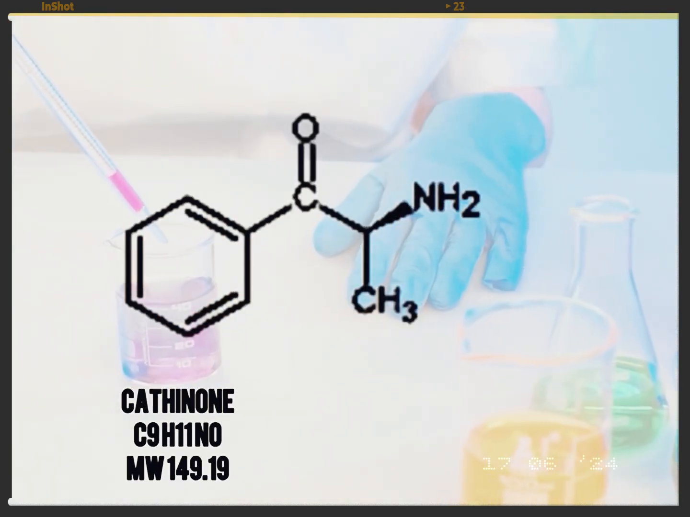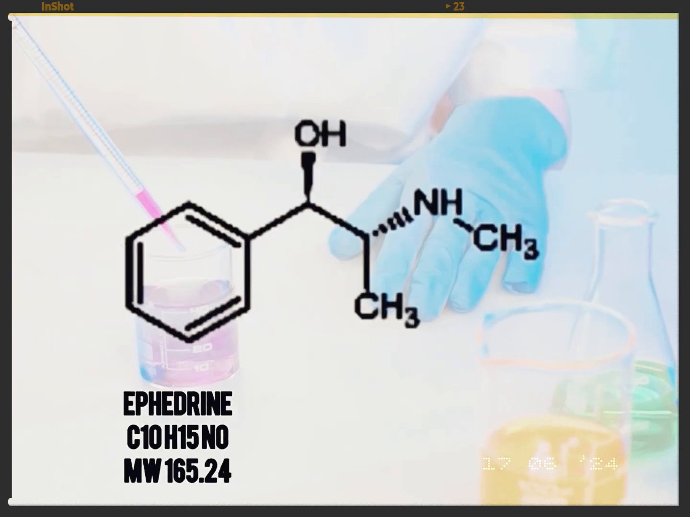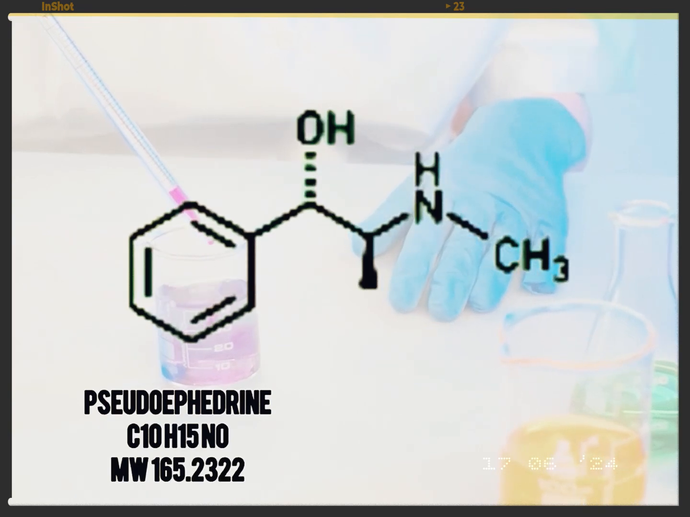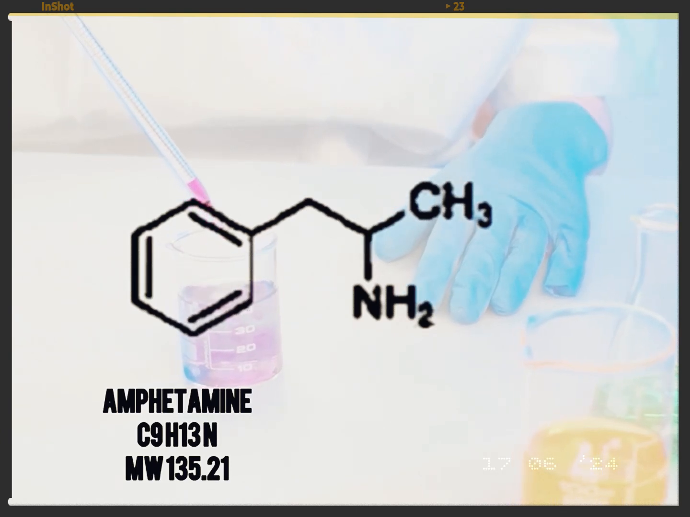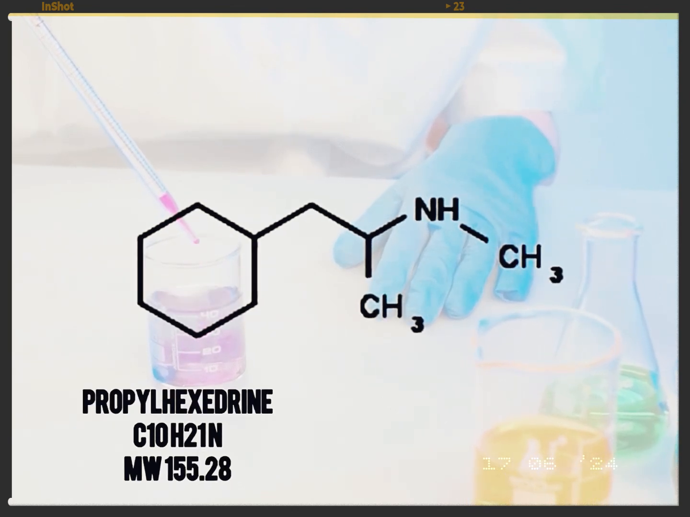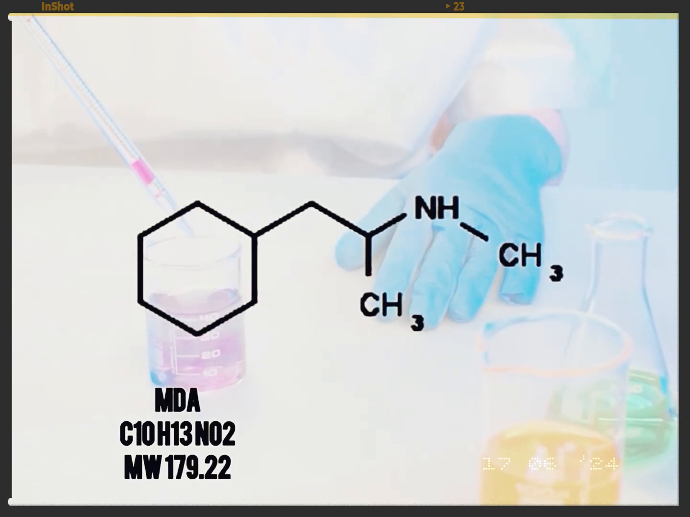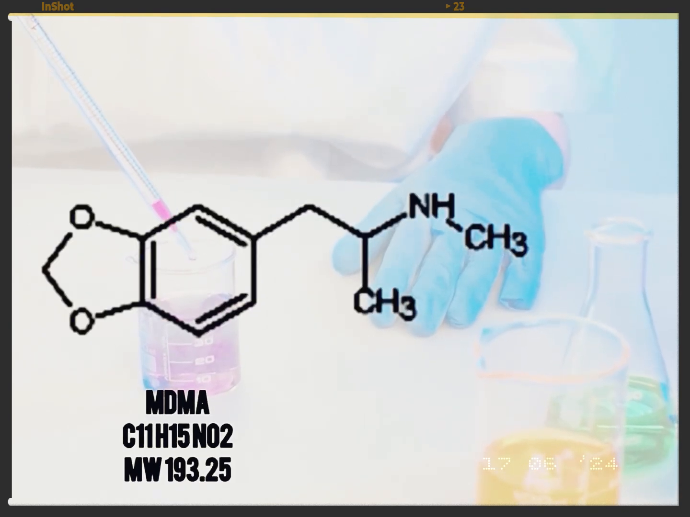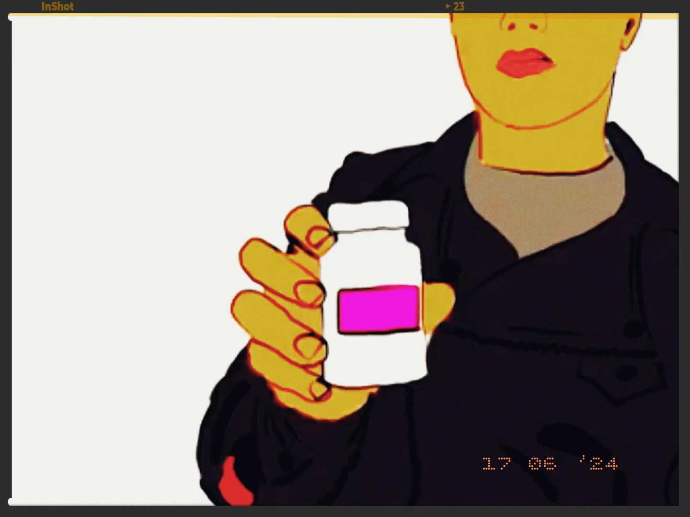Cathinone, C9H11NO, MW 149.19. Methcathinone, C10H13NO, MW 163.22. Ephedrine, C10H15NO, MW 165.24. Pseudoephedrine, C10H15NO, MW 165.2322. Amphetamine, C9H13N, MW 135.21. Methamphetamine, C10H15N, MW 149.2337. Propylhexedrine, C10H21N, MW 155.28. MDA, C10H13NO2, MW 179.22. MDMA, C11H15NO2, MW 193.25. B12 is the source of all of those compounds, all the alkaloids.